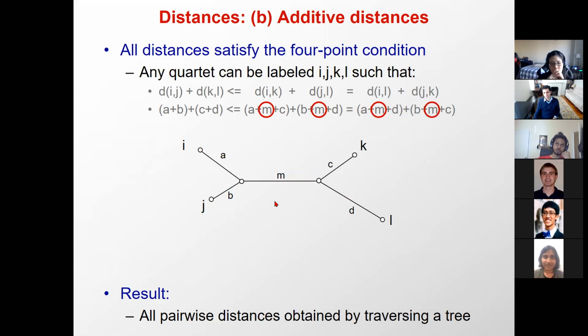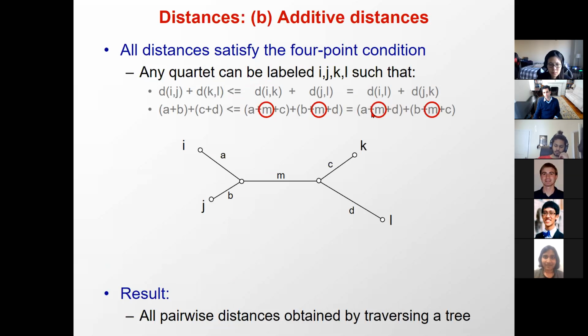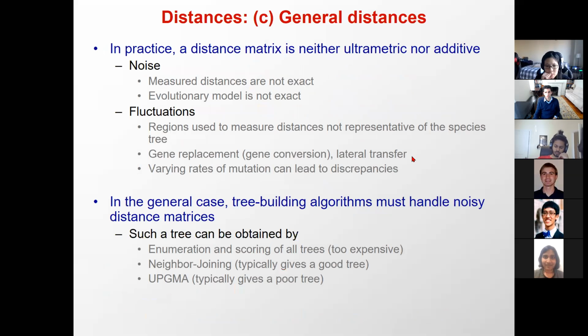Why are these conditions interesting? Because you don't have to worry about knowing the actual values. All you need to do is test whether they satisfy this condition, and then you're guaranteed that there exists a tree that satisfies that, but you don't have to actually construct a tree to figure it out. So that's why knowing whether a distance is ultrametric or additive is a very helpful construct. And here the root can be anywhere, because we don't have to have the same distance traveled from the root to any of the leaves.